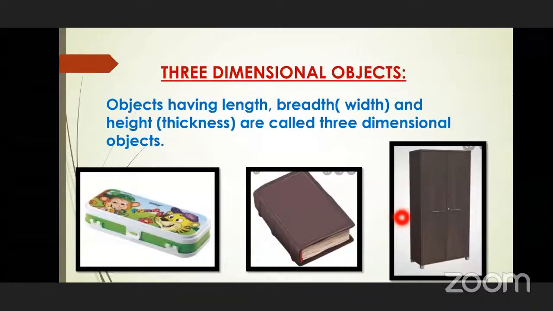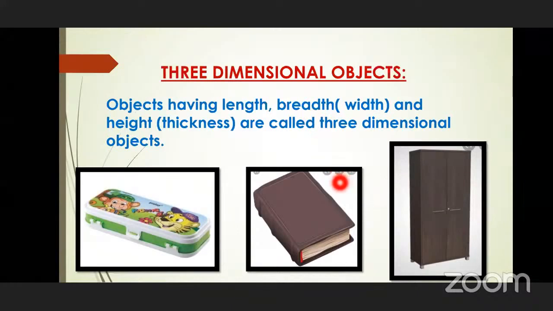Cupboard. This is a cupboard. In this picture also we are able to see the front face. We are able to see the side face, right? So this is also a face, and also these edges we can see. So this is a three-dimensional object. What is this? Three-dimensional objects.